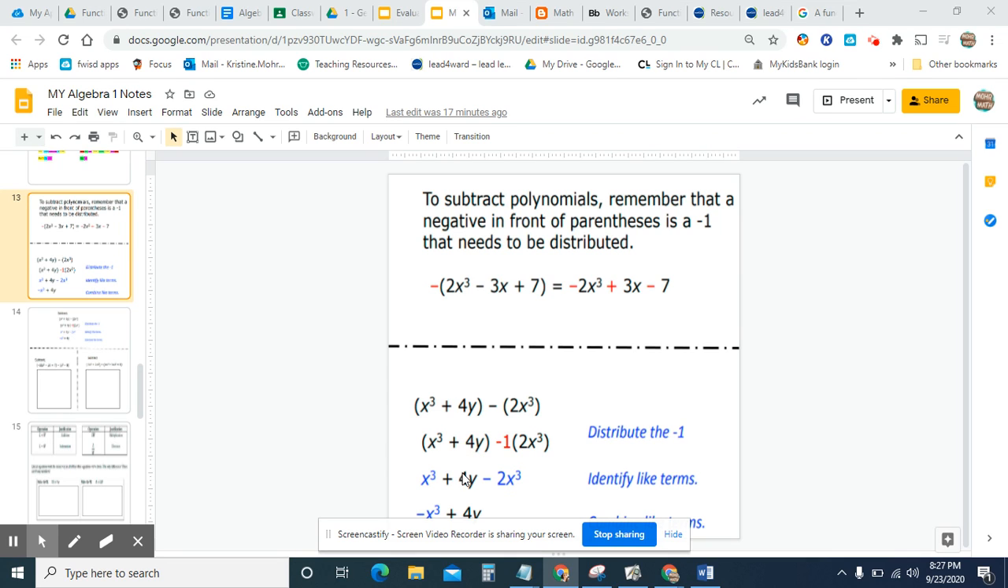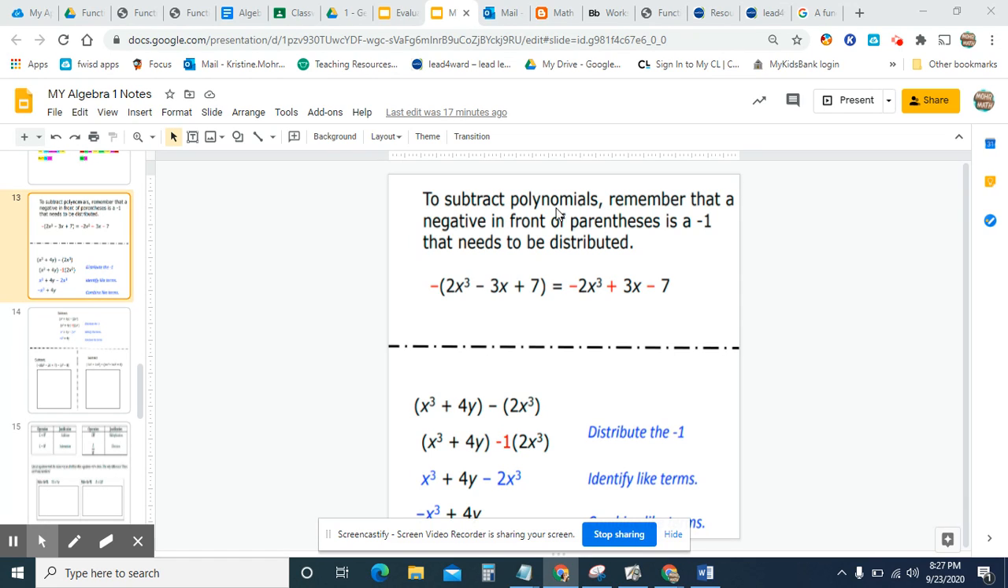Okay, so yesterday we worked on adding polynomials. Today we are going to practice subtracting them, and it's honestly going to be a very similar process. The only thing is that you will obviously have a subtraction sign in front of the second set of parentheses, which all that this is saying is that, let's read it.